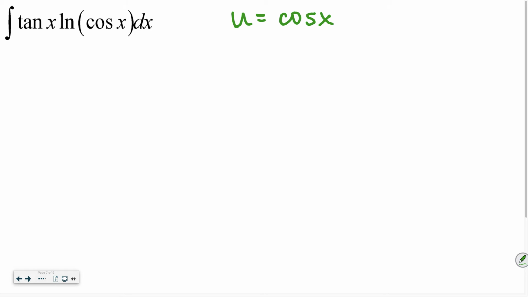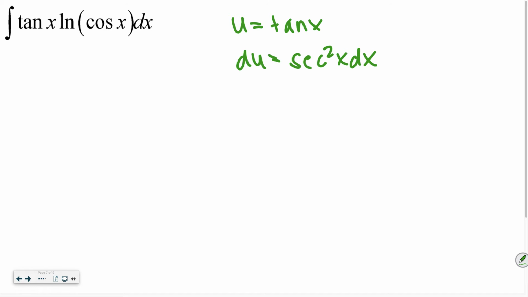If u is cosine, du is negative sine, do we have? No. Okay. That's what you said, tangent? If u is tangent, du would be secant squared x dx. Do we have secant squared x dx to replace? Oh, so maybe, and it's okay that we didn't get it on our first couple tries. We're going to persist, right? So maybe the natural log of the cosine.